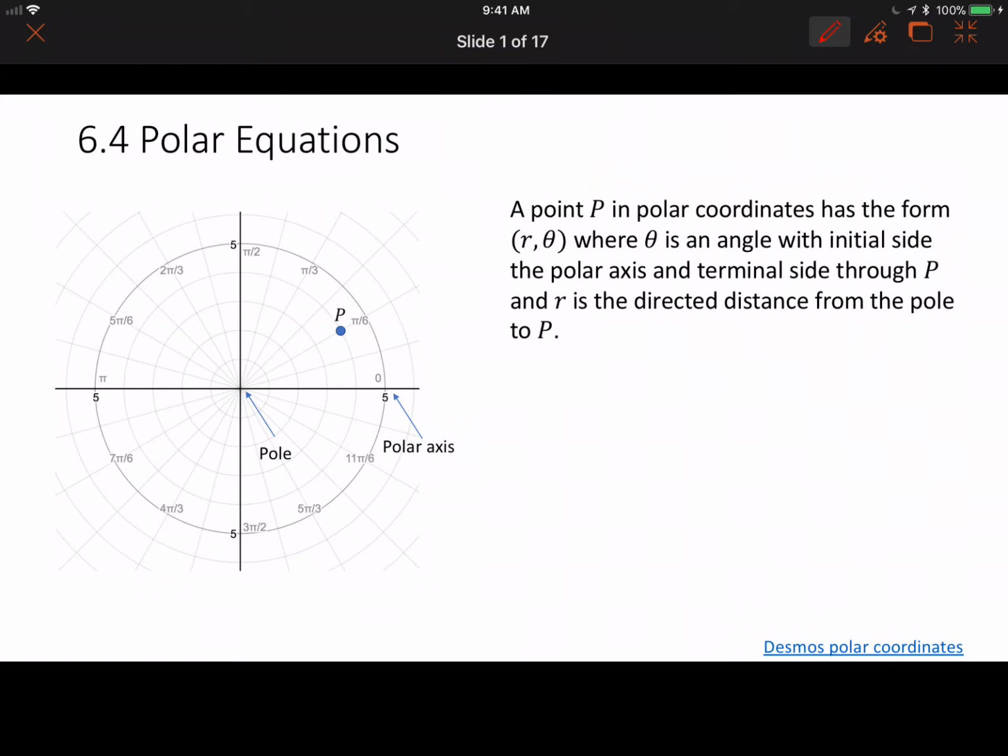Now this setup should sound pretty familiar to you. You've been doing a lot of things like this, where we measure this distance R from the origin to the point P, and we look for the angle theta from what we're now calling the polar axis to that terminal side.